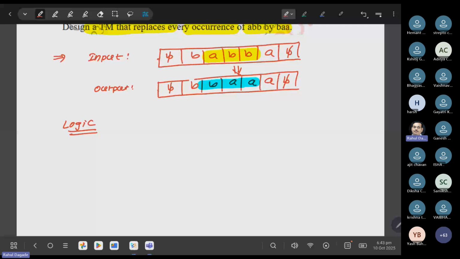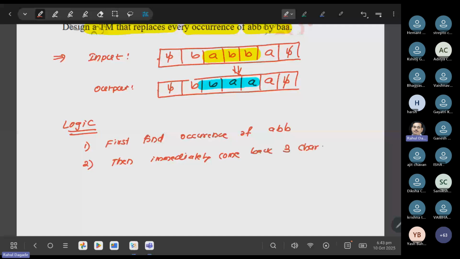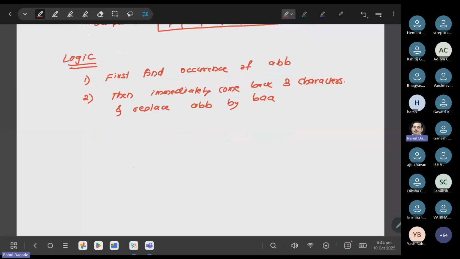So first, what is the logic? Logic is that first find occurrence of ABB, and then immediately come back. How many characters? 3 characters. Come back 3 characters and replace ABB by BAA. So this logic we have to implement. So let us implement that.